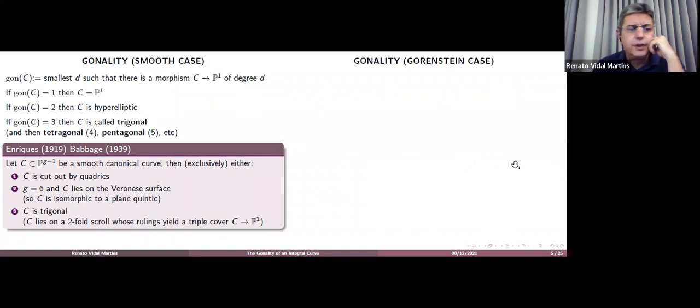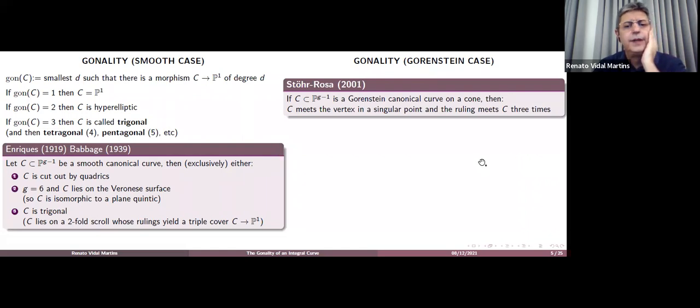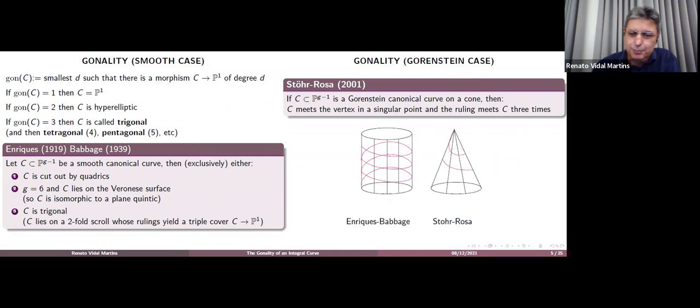So now I'm going to address the gonality in the Gorenstein case. There's this result by Carlotto and Renata in 2001. If C is a Gorenstein canonical curve on a cone, then C meets the vertex in a singular point and the ruling meets C 3 times. So there's this picture, which is a comparison between Enriques-Babbage and Stöhr. In Enriques-Babbage, we have a triple cover of P1, and there is a morphism. In the case of a cone, the curve passes through the vertex, and there's only a g^1_3. But one can gather those pictures in a unique result, and this is what they did.